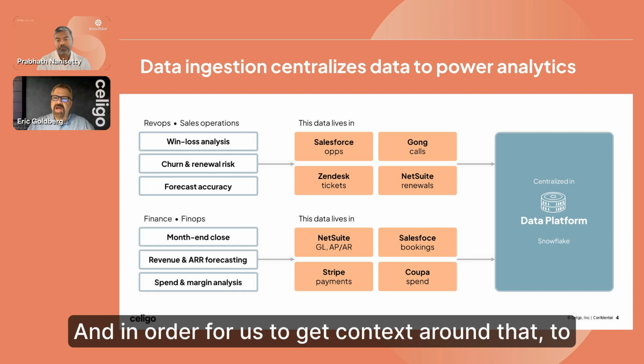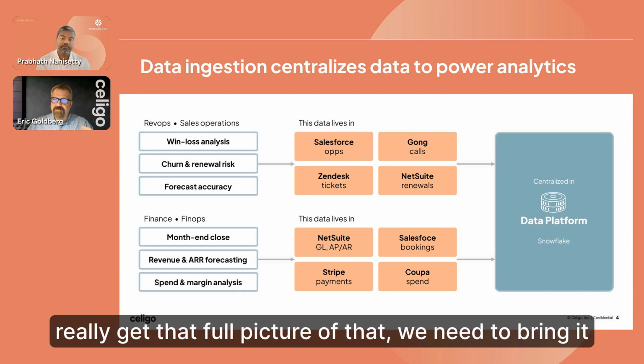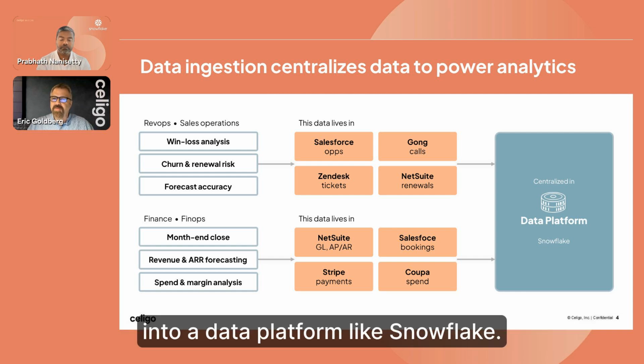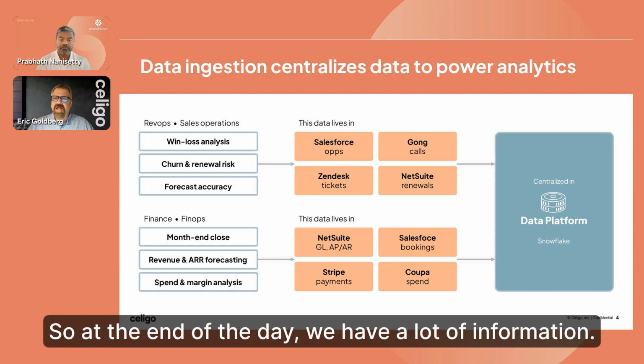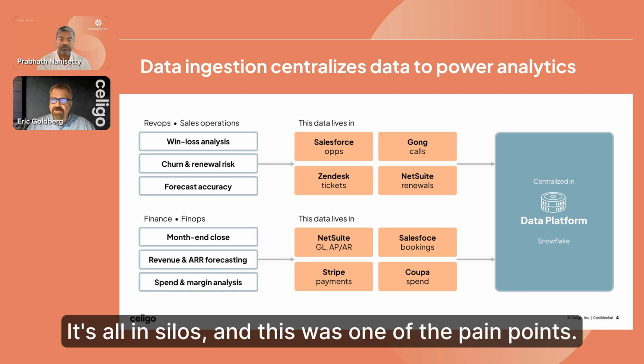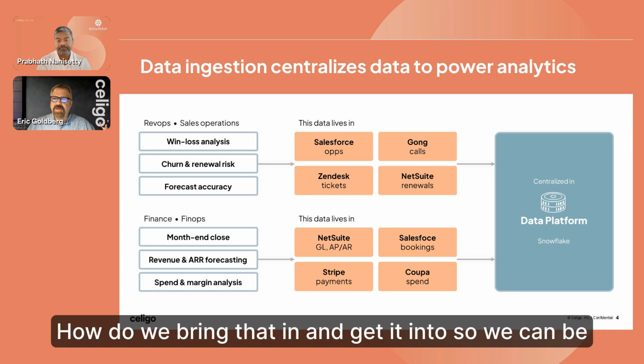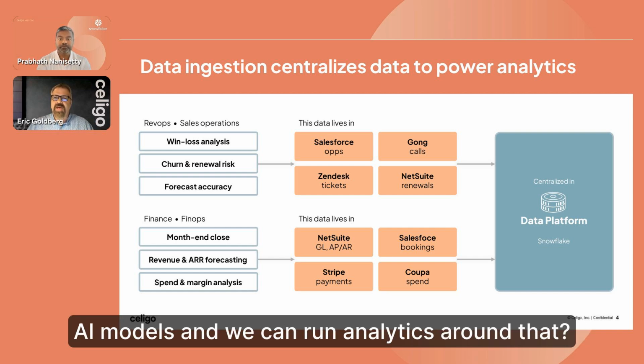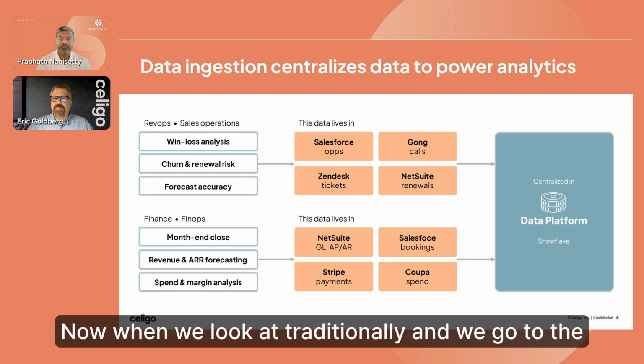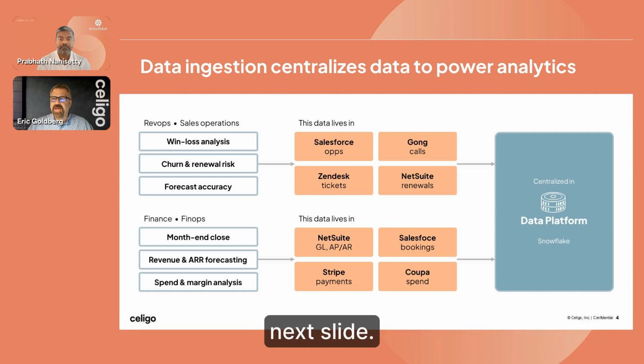And in order for us to get context around that, to really get that full picture, we need to bring it into a data platform like Snowflake. So at the end of the day, we have a lot of information. It's all in silos, and this was one of the pain points. How do we bring that in and get it into Snowflake so it can be used by AI models and we can run analytics around that?